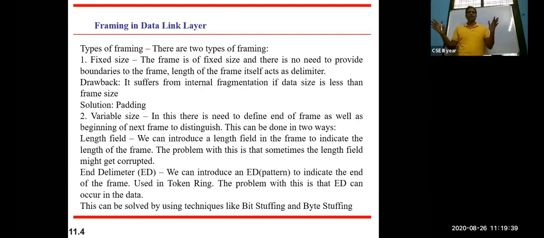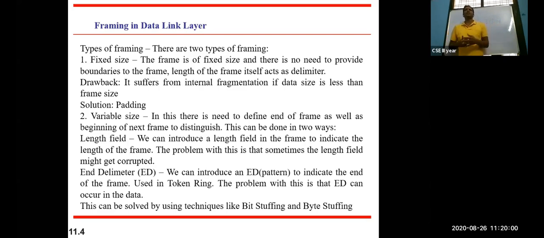But what is the disadvantage? If you have a fixed size frame, how can you say that the data that you're receiving from the network layer will exactly fit into your frame? No chance, isn't it? So that's the disadvantage. If you have an uneven size of data coming from the upper layer, then you'll have a problem with fixed size framing. Obviously, fixed size is always problematic.